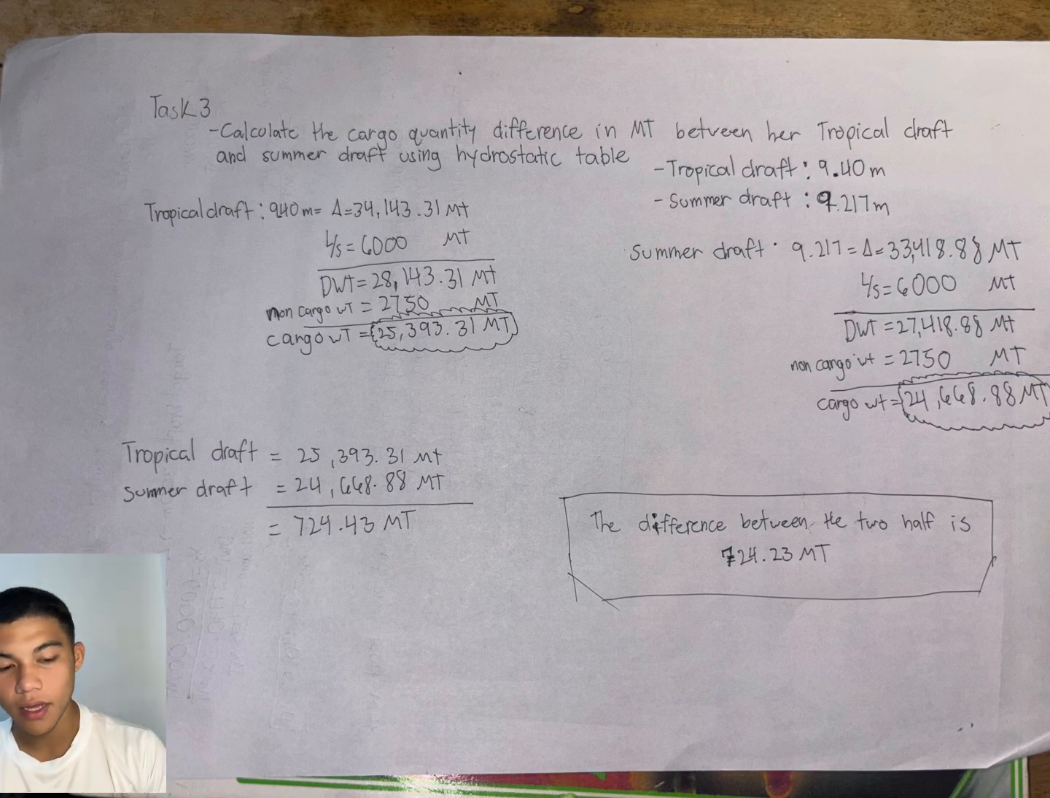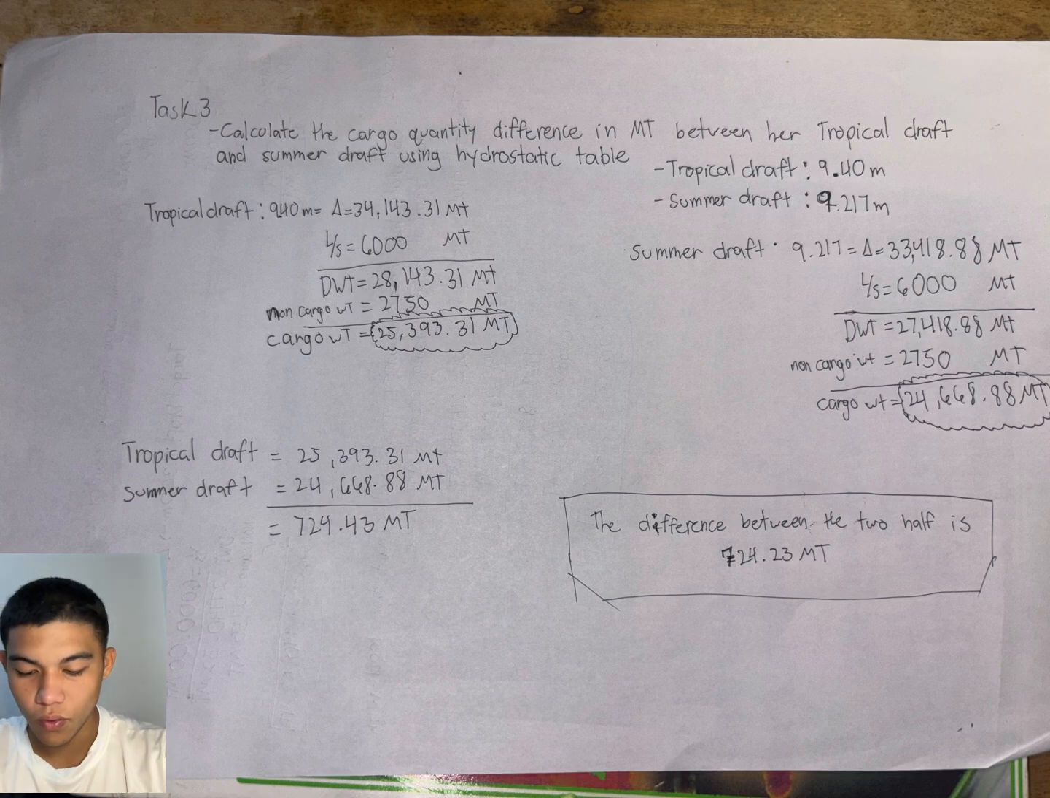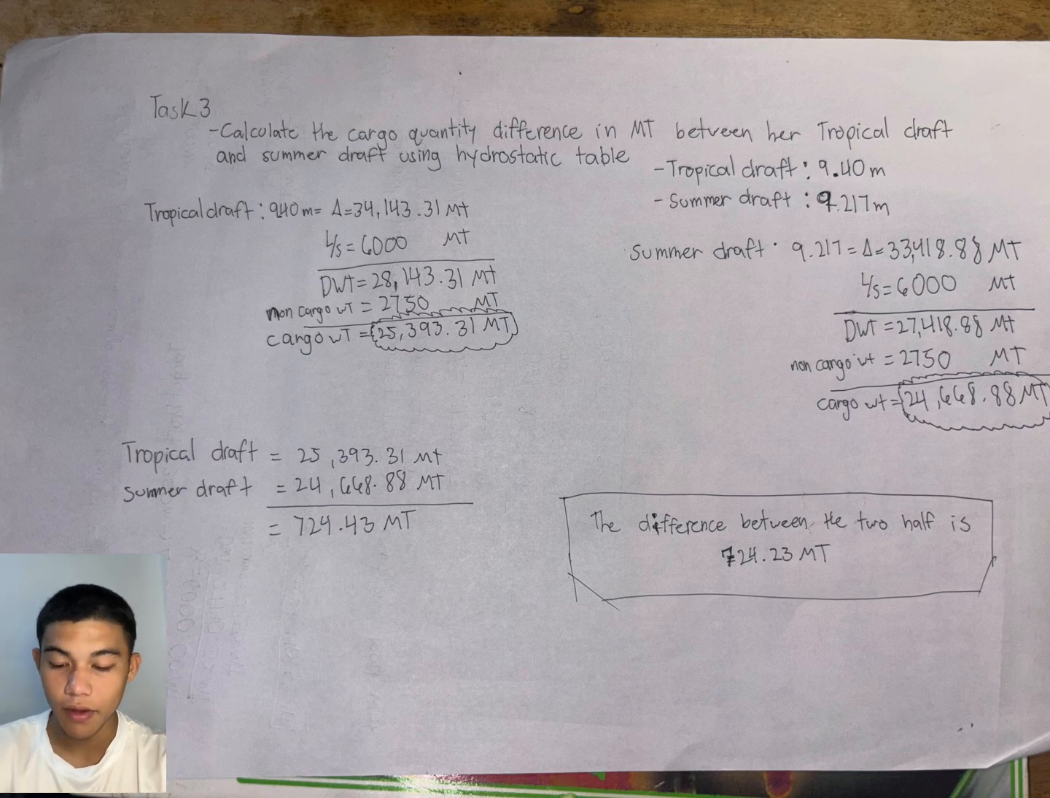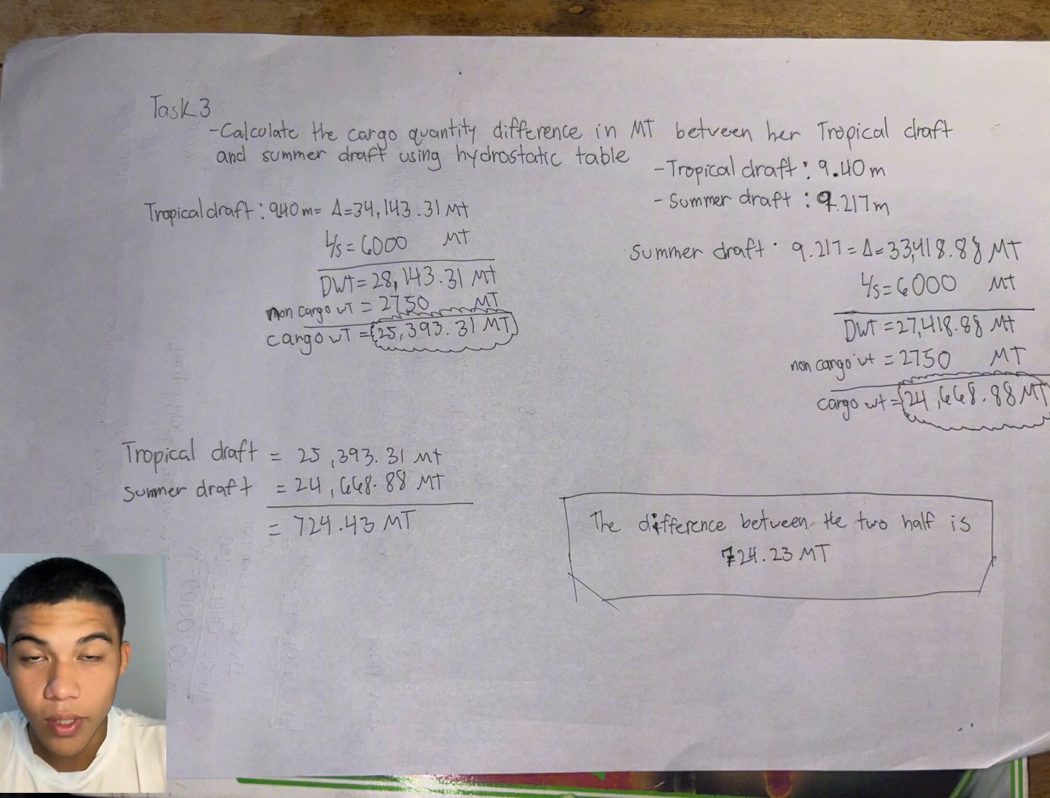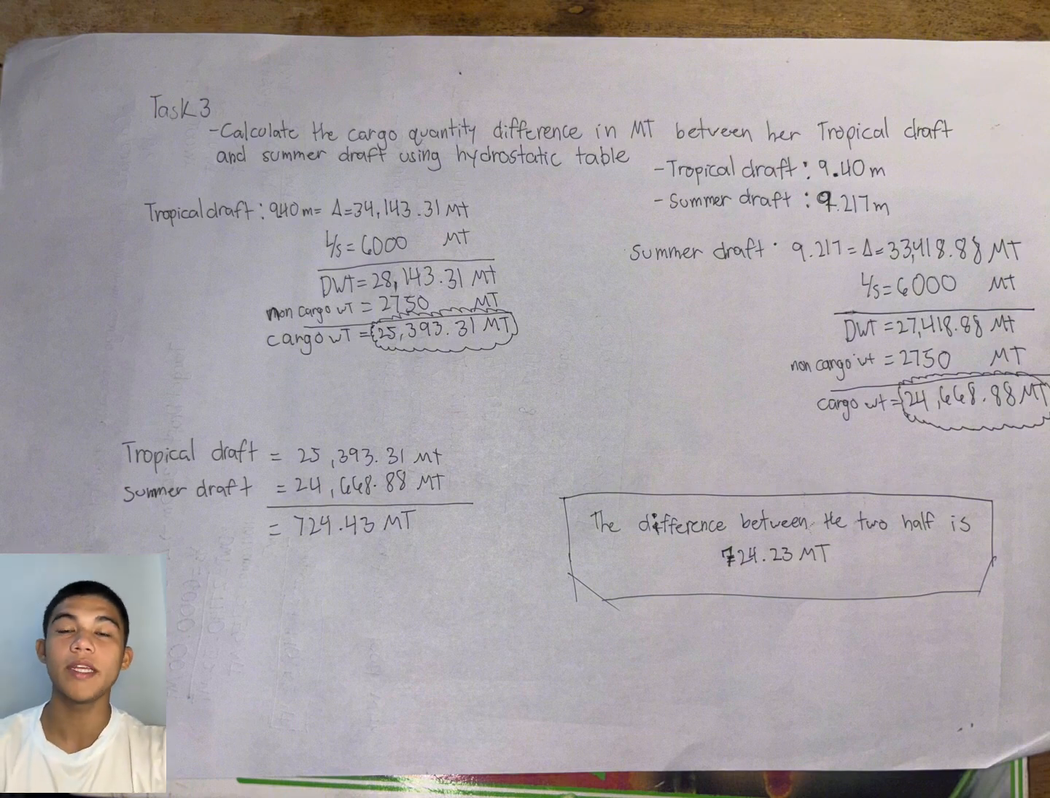And here, for the tropical draft and the summer draft, the question is the difference between the two. So we're going to subtract these two. We subtract the tropical draft and the summer draft, and the equivalent will be 724.43 metric tons. And the overall answer is the difference between the two is 724.43 metric tons. And that will be the answer for task 3.